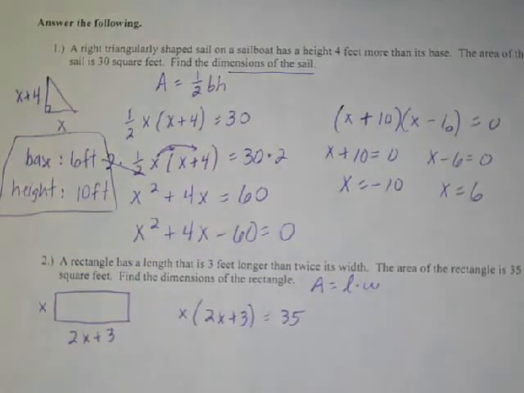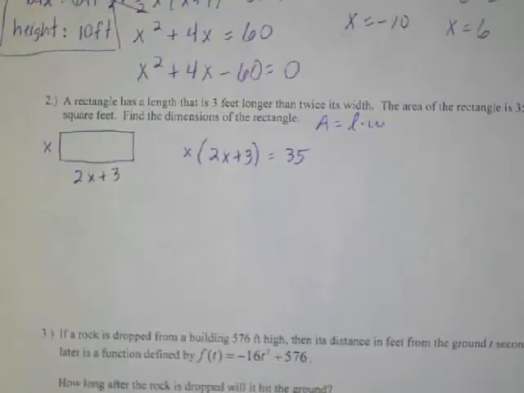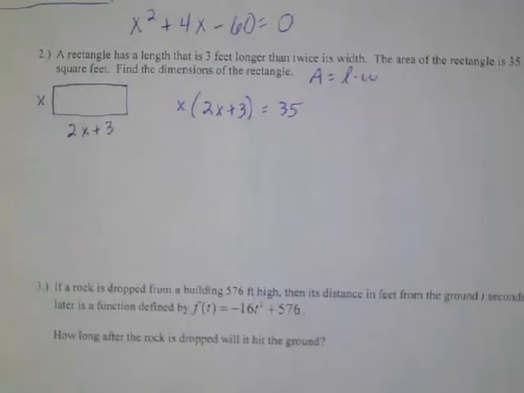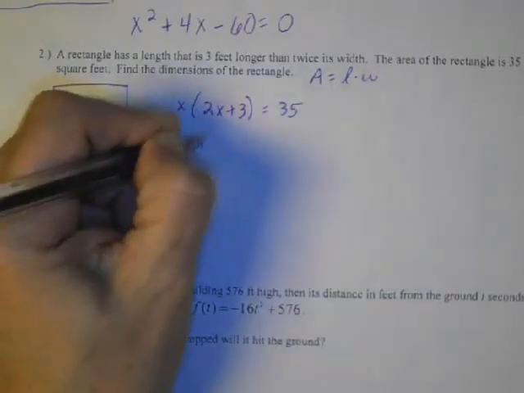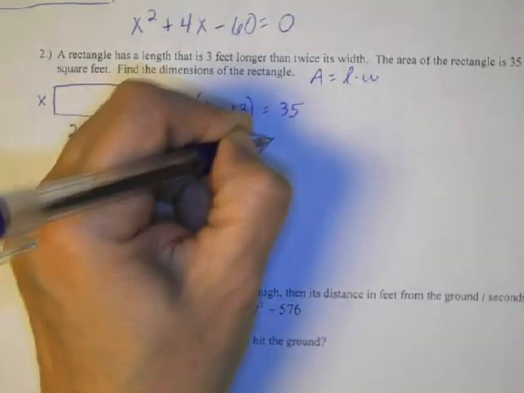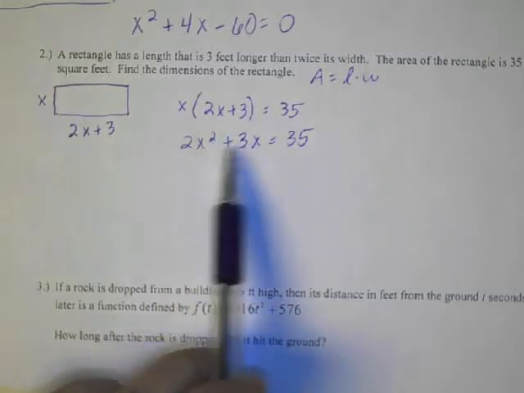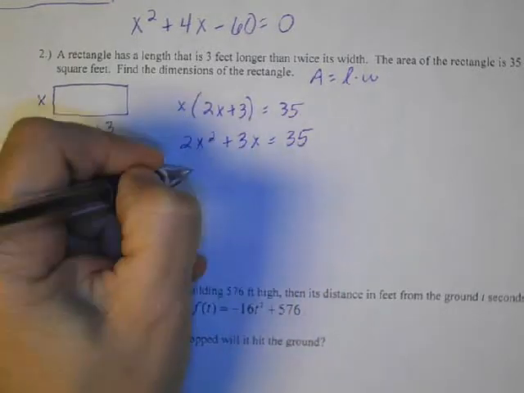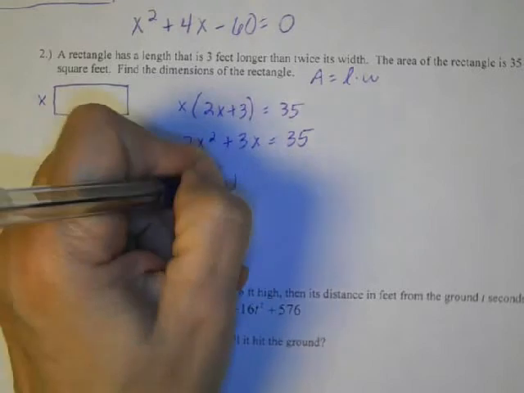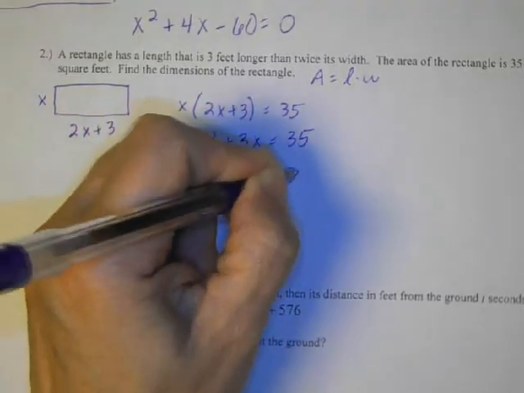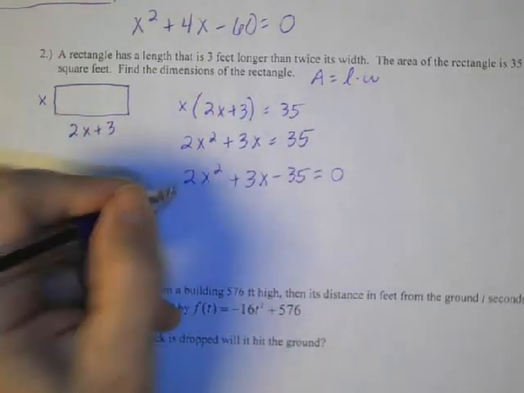So I'm going to do x times (2x plus 3) equals 35. I'm going to distribute. 2x squared plus 3x equals 35. My power of 2 tells me to set this equal to 0. So I get 2x squared plus 3x minus 35 equals 0.